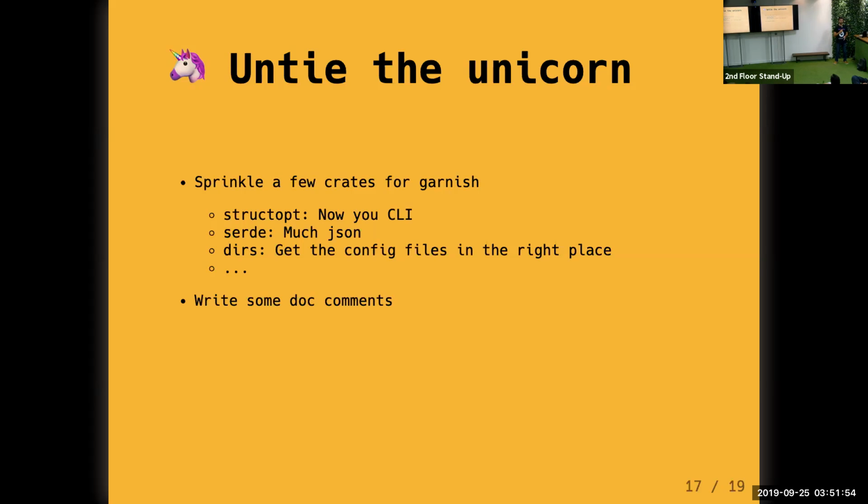Rust makes it very easy to write documentation, just 3 slashes on top of your public things like functions, structs. So it doesn't write the documentation for you, so please do it. People who use your code will thank you.